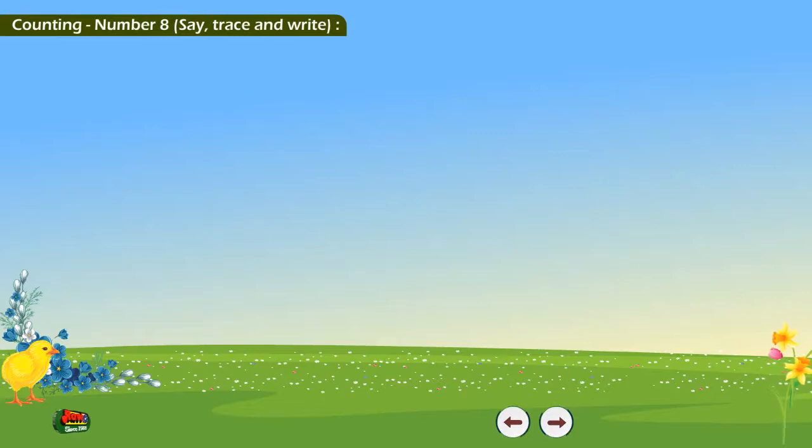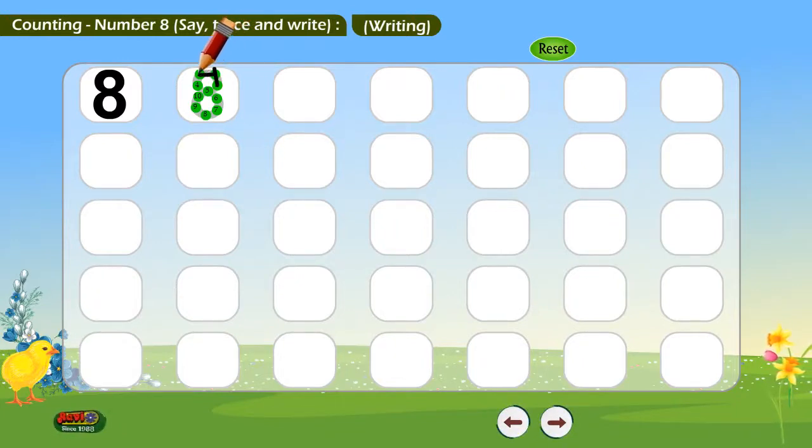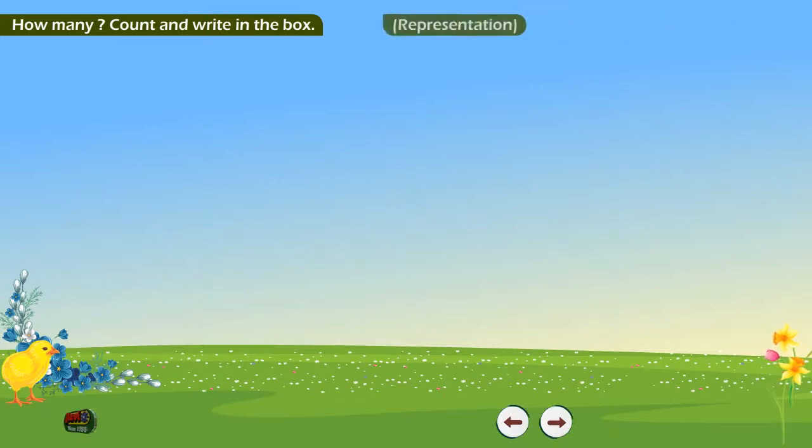Counting number 8. Say, trace and write. Writing. How many? Count and write in the box. Representation.